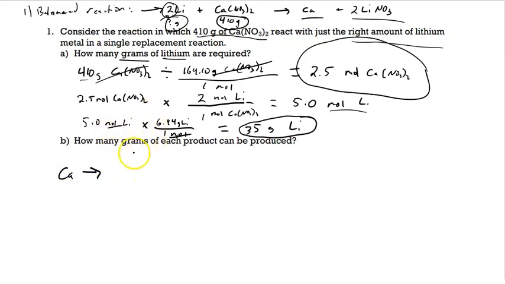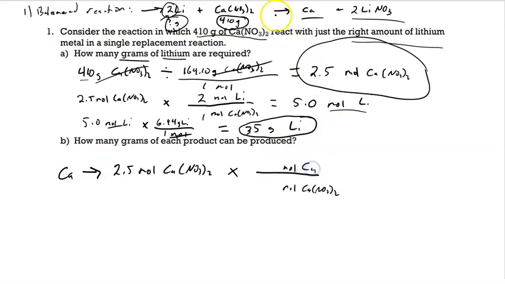Okay, and what we're going to do is take my 2.5 moles of calcium nitrate times my mole ratio. So moles of Ca(NO3)2 to moles of calcium, and that is a 1-to-1 ratio. So I actually end up with 2.5 moles of calcium.